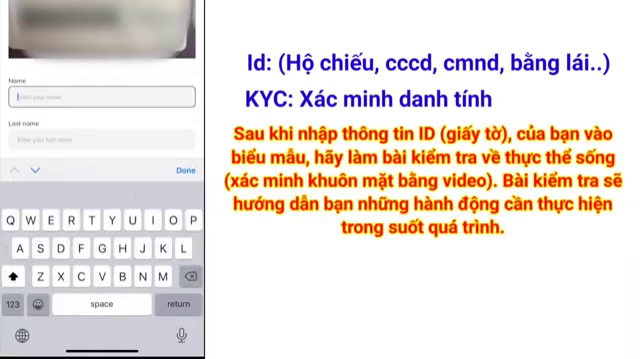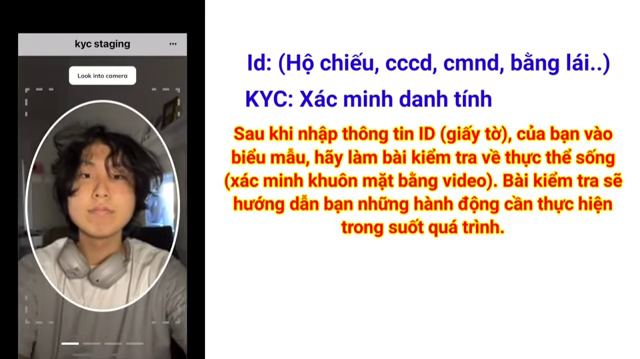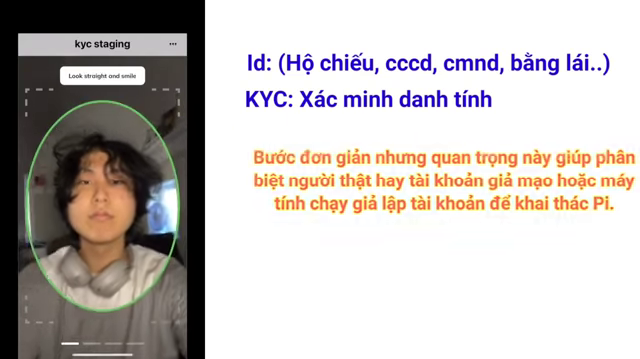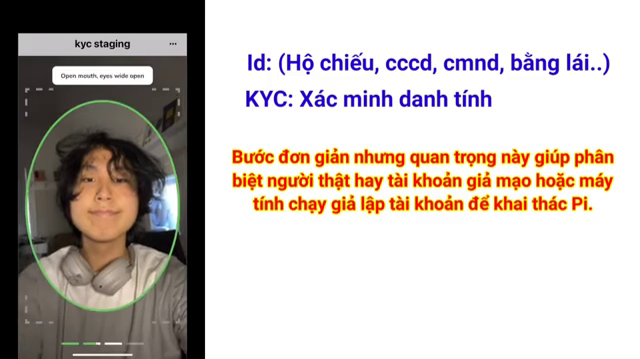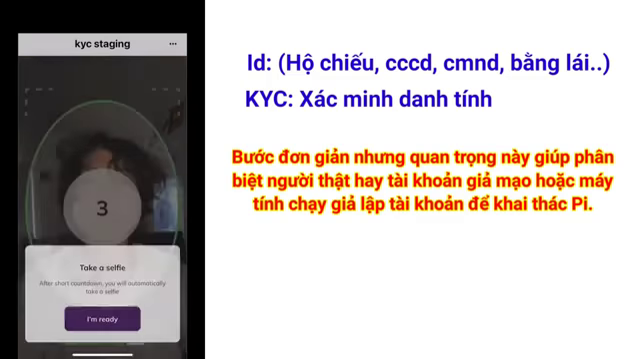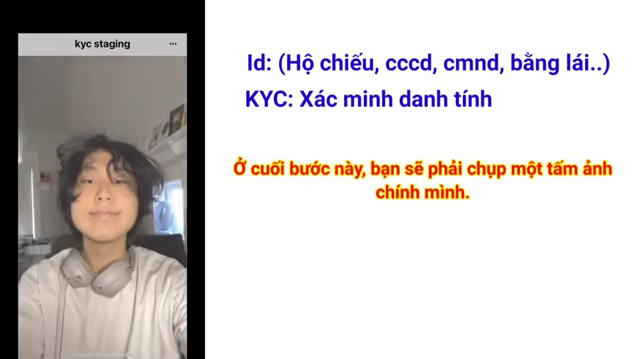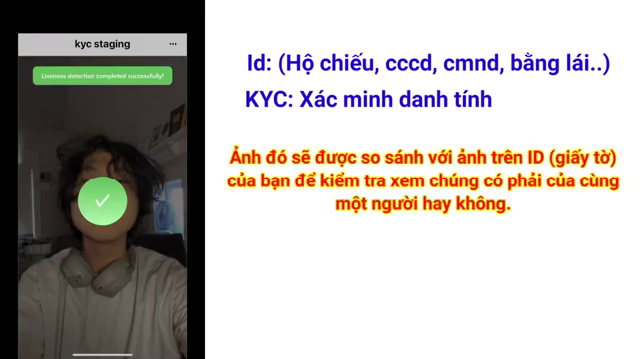After entering the information on your ID into this form, follow a human liveness test that will instruct you on what actions to take along the way. This simple but important step distinguishes real humans like you from fake accounts and computer scripts that try to hoard Pi. At the end of this step, you will also have to take a photograph of yourself within the application. This photograph will be compared against the picture on your ID to check if they represent the same person.